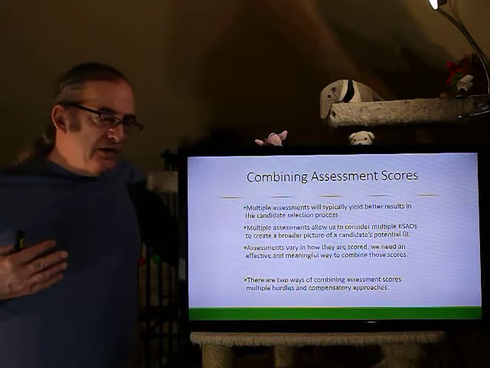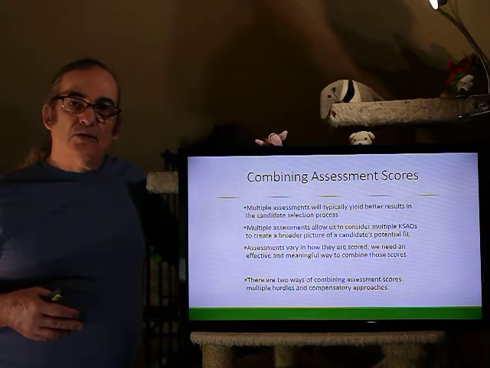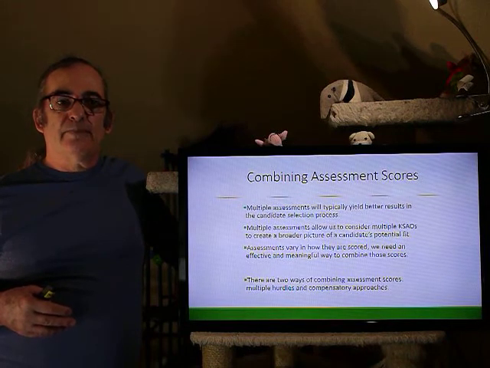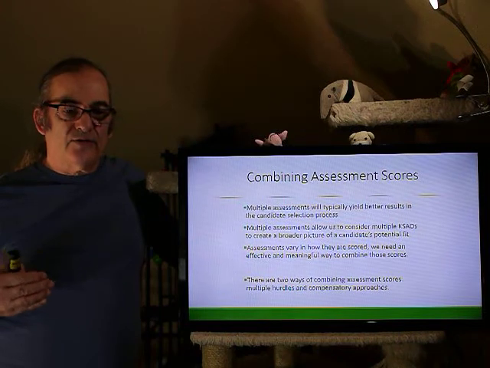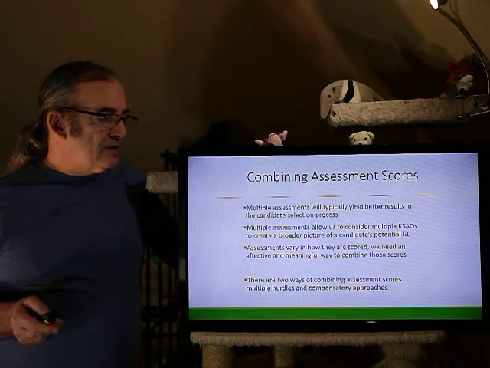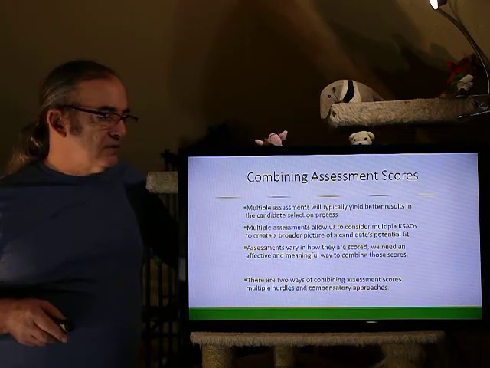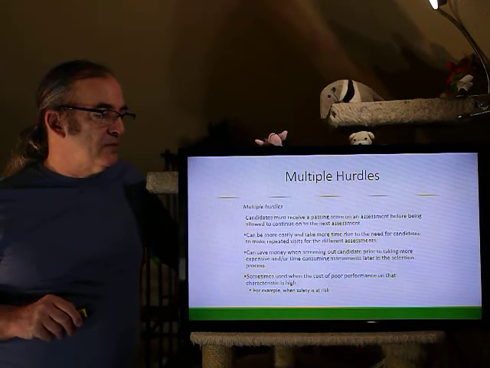So assessments vary in how they're scored, and we need an effective, meaningful way to combine those scores that does so reliably and ensures the validity of the selection process. There are basically two ways of combining assessment scores, at least the way we're going to talk about it: multiple hurdles and compensatory approaches.